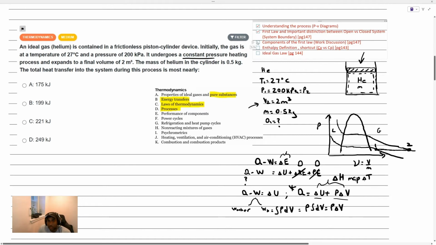So we successfully went through the discussion here on the enthalpy definition. And really all we need to do to be able to solve this problem is we know what the mass is.